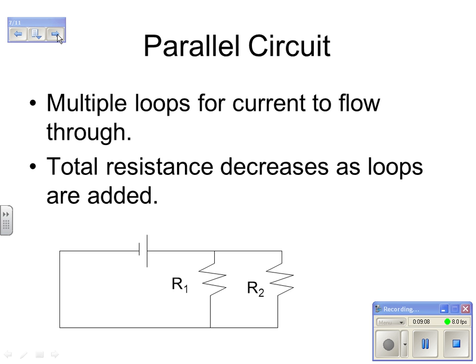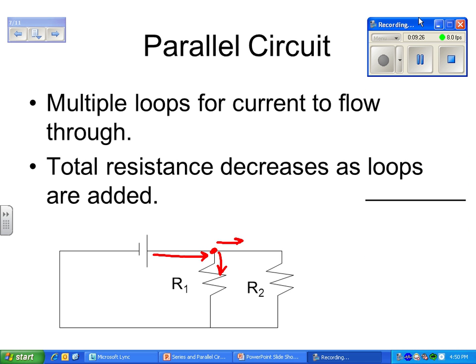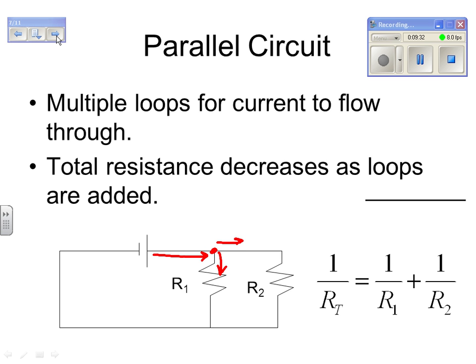But parallel circuit has multiple loops. And the idea is if the current comes out of the supply over here, gets to this point, it can go this way or that way. So it's got choices to make. And the total resistance is going to be a little bit more complicated to find. Total resistance is going to decrease with every resistor that you add in parallel.